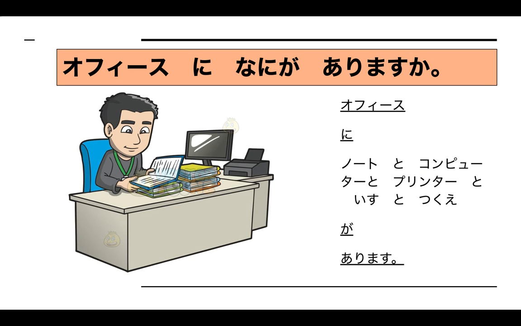So some of these sentences will show you. So オフィスに何がありますか? What is there at the office? オフィスにノートとコンピューターとプリンターと椅子と机があります。So in the office, we have a notebook, a computer, printer, chair, and a desk.